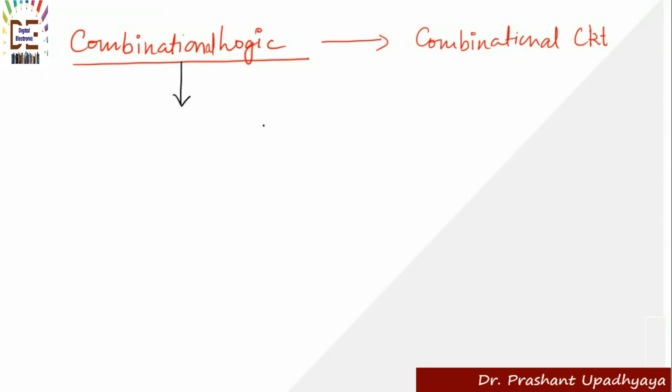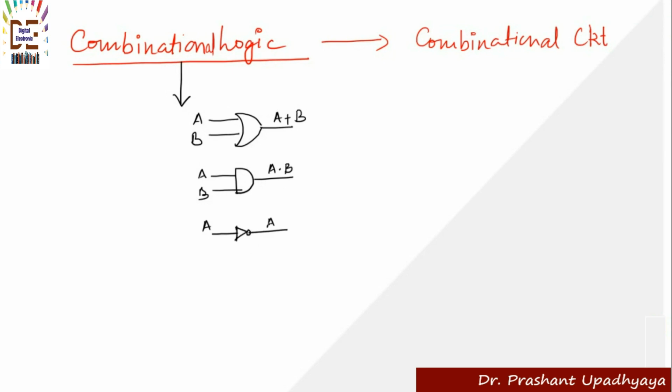So what we have studied are the gates like this. Let's say this is A and this is B, so I will be getting A plus B. I can have an input like this, A, B, so this can be A dot B. And finally, I can have a circuit like this, A, then I have A bar. So what are these representing? These are representing your gates. We have got AND gates, OR gates, and NOT.